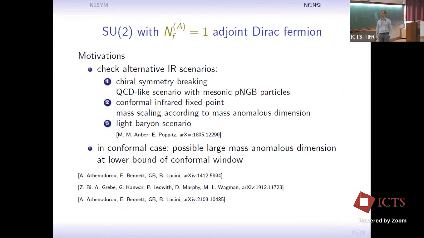Now, the big question is what happens if you go to just one Dirac flavor, and there have actually been very different scenarios suggested for this theory. There's a QCD-like chiral symmetry breaking scenario that has been proposed. It could also be that the conformal window in the non-perturbative regime really extends towards even this one-flavor theory. And then it could be that you have even another scenario, which is not excluded by anomaly matching, and which has been brought forward in this publication, which is that you have a light baryonic state in the infrared.